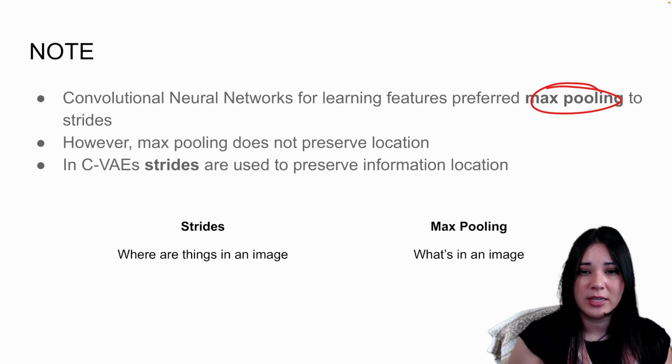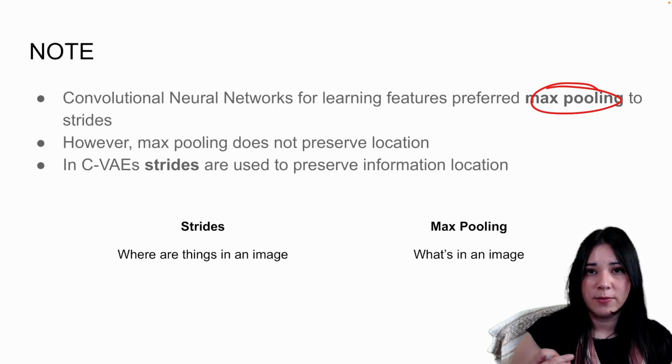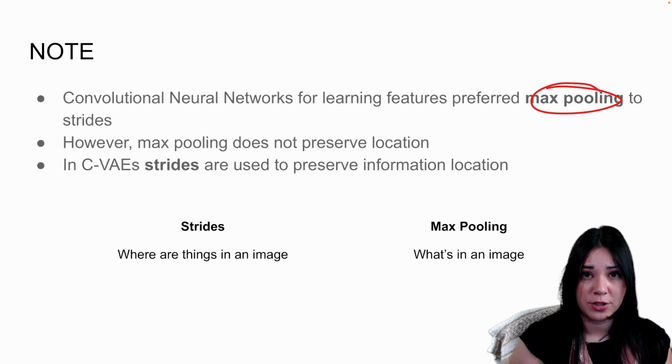However, max pooling does not preserve the location information of a feature. We basically just know there is a heart here, not where that heart is. But in variational autoencoders, it's often really important to preserve that location information because our goal is to recreate the original image just as it was, not just that there's a heart somewhere in it. So in convolutional variational autoencoders, we often use strides rather than max pooling in order to downsample our images. That way it'll preserve location information.